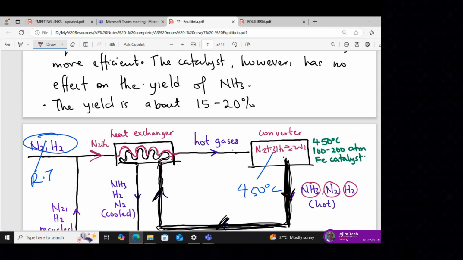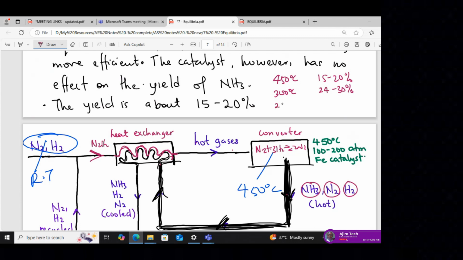In that sense, if you use very low temperature, you listen to me. Now we use 450 degrees Celsius. The yield is about 15 to 20%. If you go for 300 degrees Celsius, the yield may increase to maybe 25 to 30%. Can you see now? Yield will be increasing.